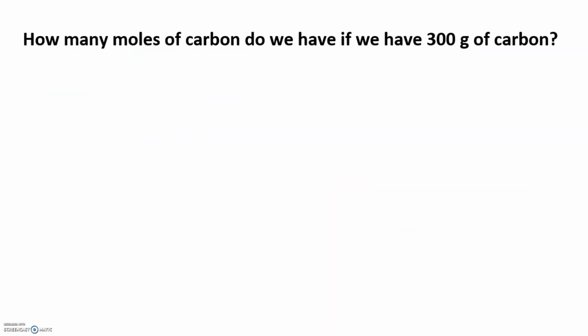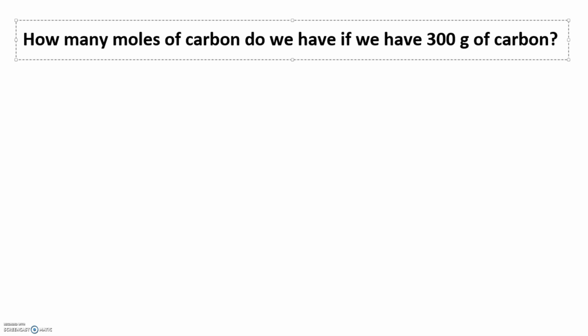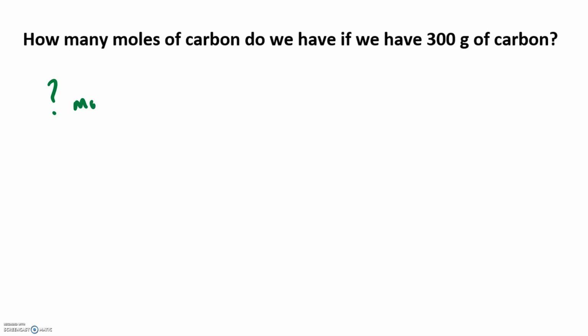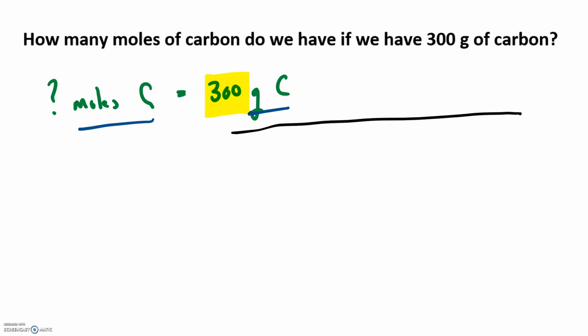So here's a question you can expect to see. It's asking, how many moles of carbon do we have if we have 300 grams? So the question is asking, how many moles are the equivalent of 300 grams? So we have the unit that we want, moles of carbon. We have the unit that we have, which is grams, and we're starting at 300. So here's how the picket fence works. We're going to set this up with the unit that we have on the bottom, grams of carbon. The unit that we want goes on the top, moles of carbon.